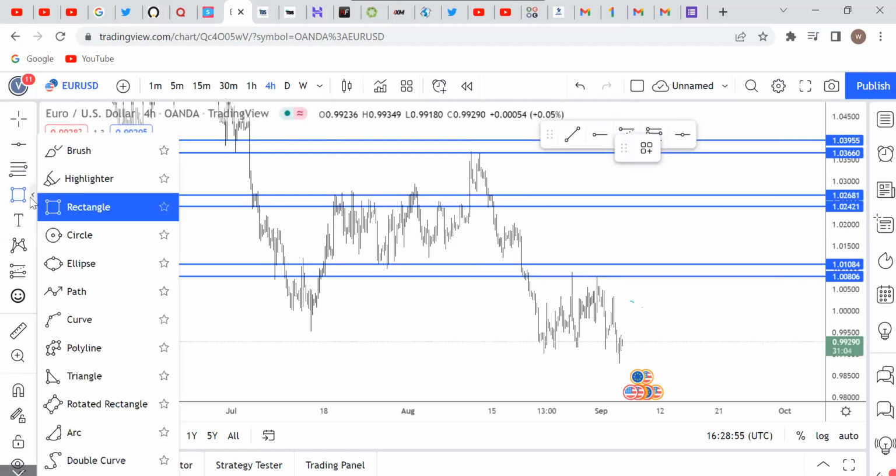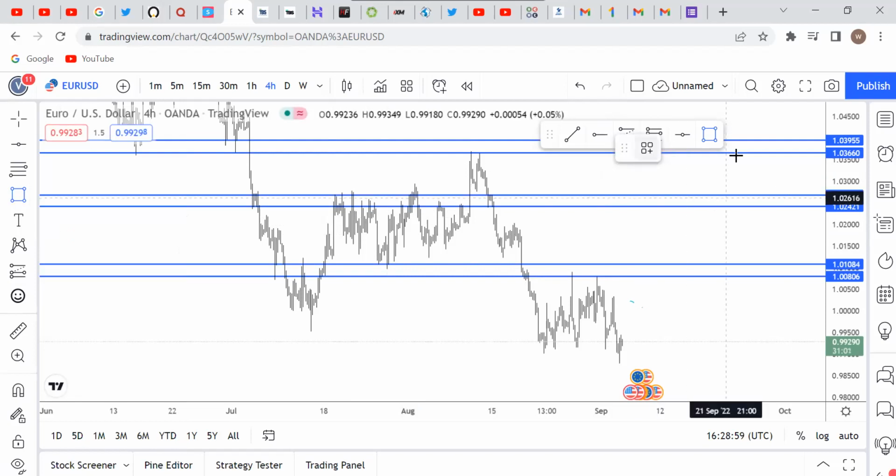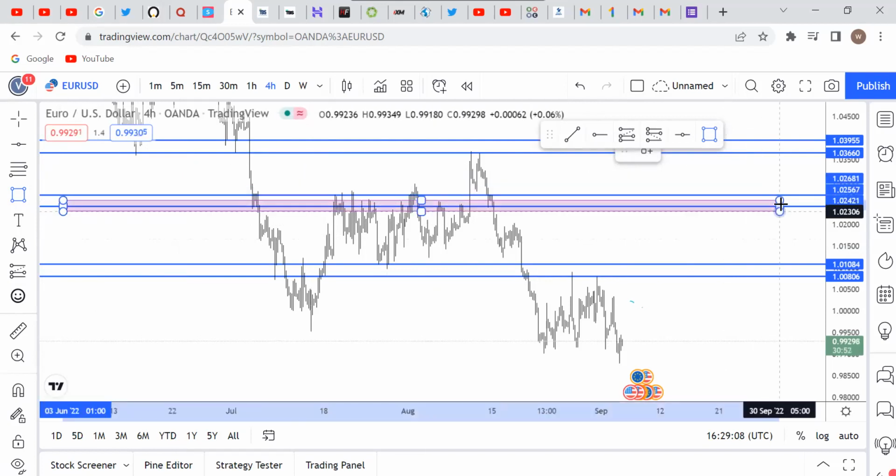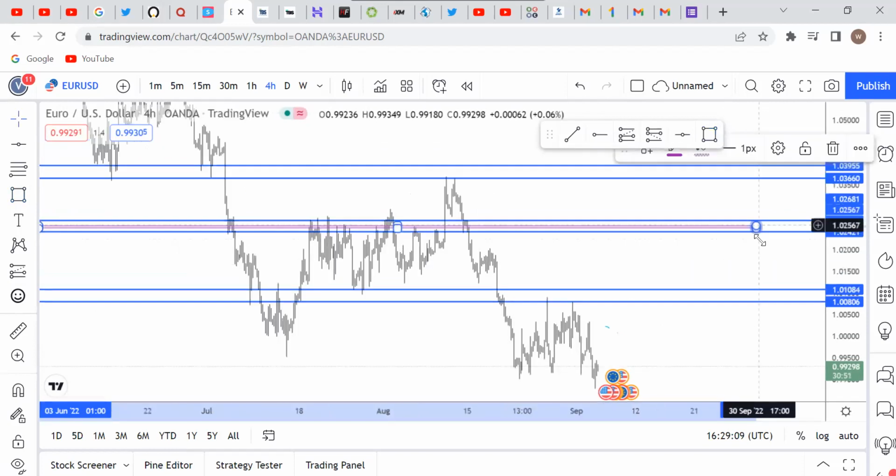Now, after marking your support and resistance areas, you could just go ahead and mark them and shade them to understand a bit better where your areas are. Okay, so these will be your zones.